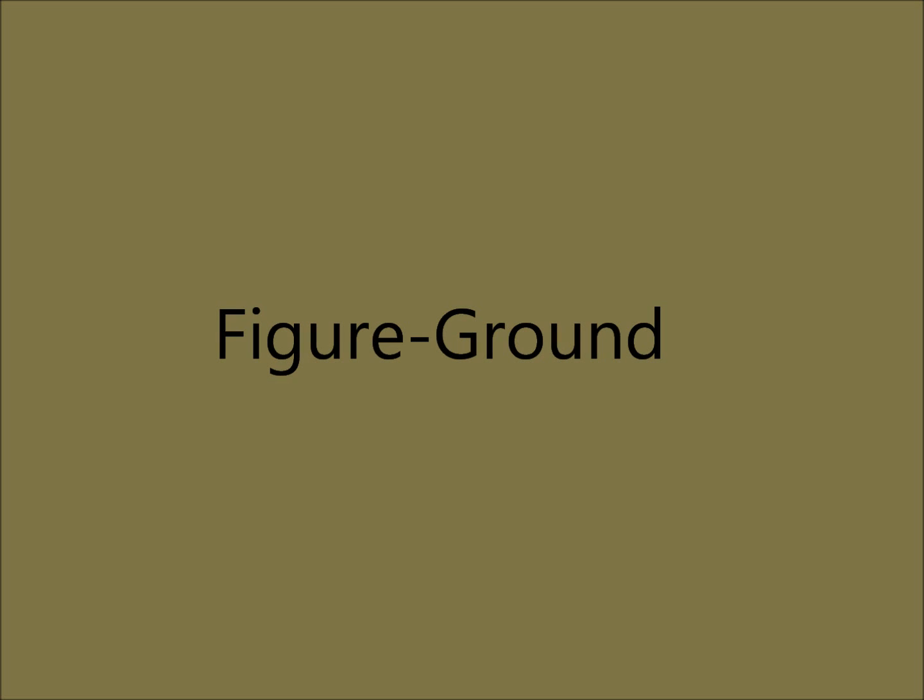We'll start with figure ground. When we take in an image or scene, our brain has to decipher between what is important and what is background information. The object is the figure, the thing that we focus on. The ground is the background, whatever is less important at the moment.